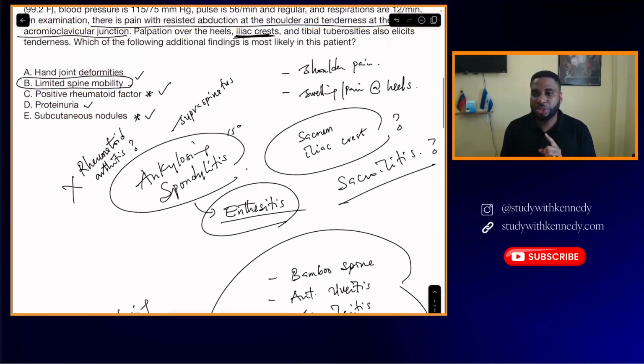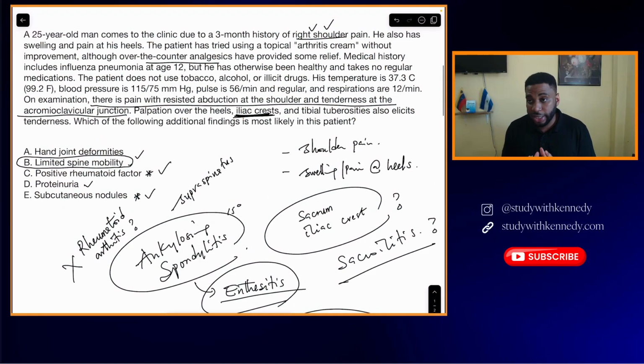Now, this question that I showed you guys today is not a classic presentation for ankylosing spondylitis, but you see it is a question nonetheless. So you need to remember the other parts of ankylosing spondylitis. Enthesitis is very important. Students miss it all the time. My students missed it, and I hope you will not miss it.